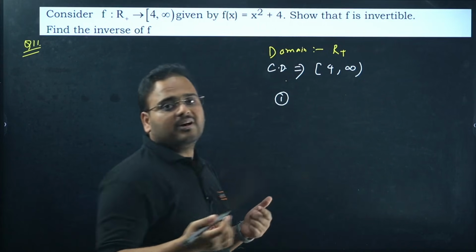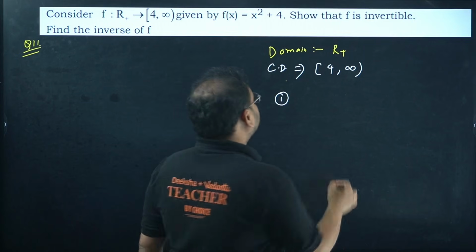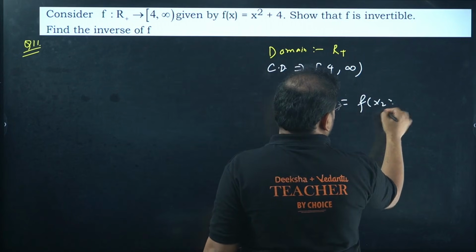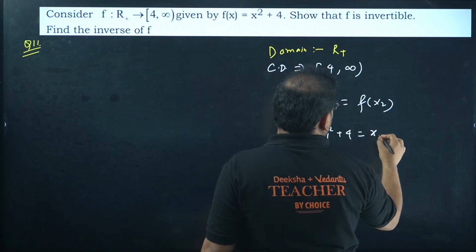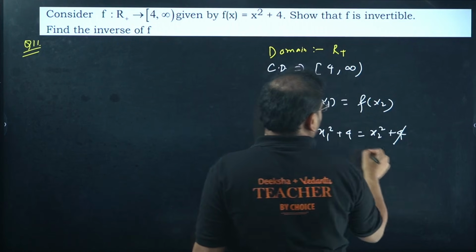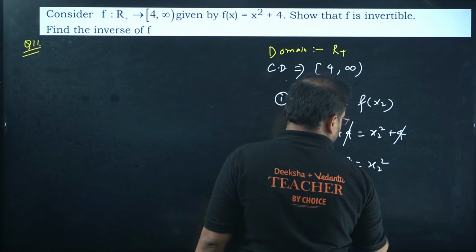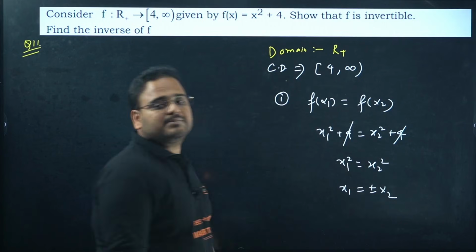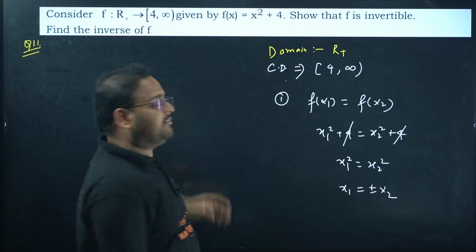We'll try and go for one-one, onto. Bijective we have to prove, and then only we can find the inverse. Let's find the bijective. We'll go f of x1 equals f of x2. When you do that, you'll get x1 square plus 4 equals x2 square plus 4. The 4 and 4 cancel. You have x1 square equals x2 square, and you get x1 equals plus minus x2. In this case, there is no plus minus because we don't have negative values. Positives are only there.